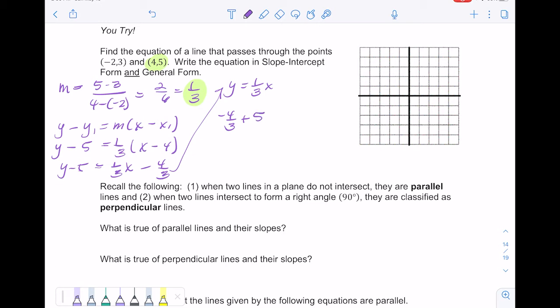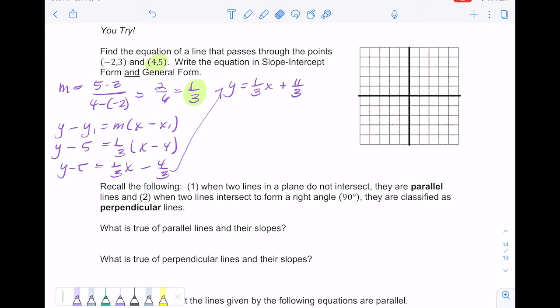You can't add those unless you have like terms, or rather like denominators, which I don't have. My common denominator is just going to be 3. So I'm just going to multiply that by 3. 5 times 3 is 15, right? 15/3 is 5. Now that they have the same denominator, I'm just going to add the numerators. So -4 plus 15 gives me 11/3.